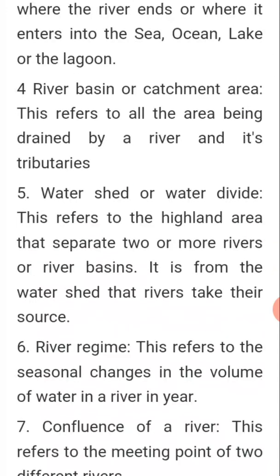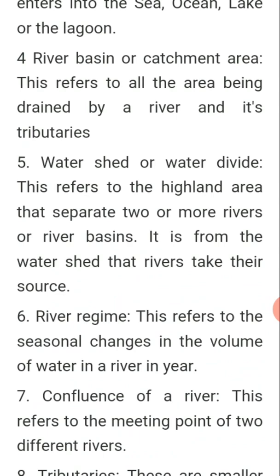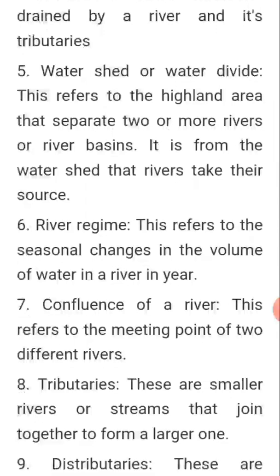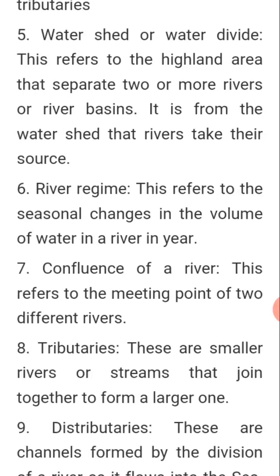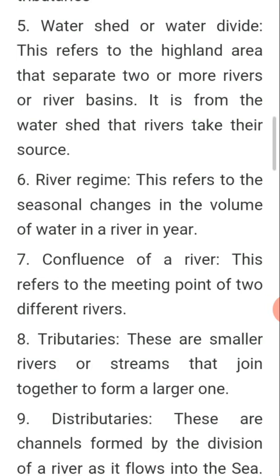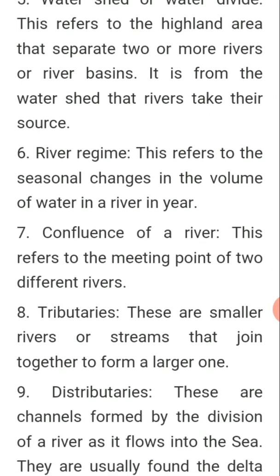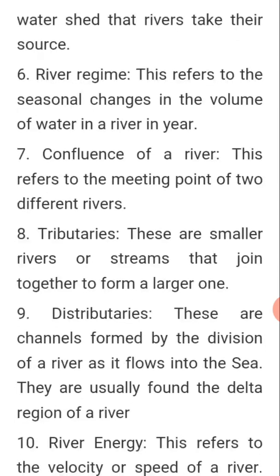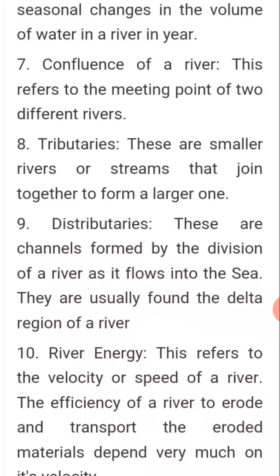River basin or catchment area. This refers to all the area being drained by a river and its tributaries. Watershed or water divide. This refers to the highland area that separates two or more rivers or two or more river basins. It is also from the watershed that rivers take their source. River regime. This refers to the seasonal changes in the volume of water in a river in a year. Confluence of a river. This refers to the meeting point of two different rivers.